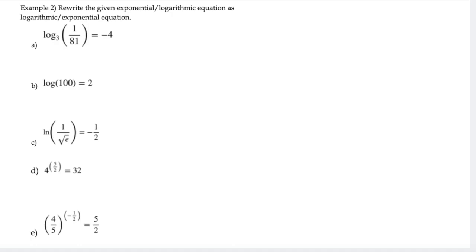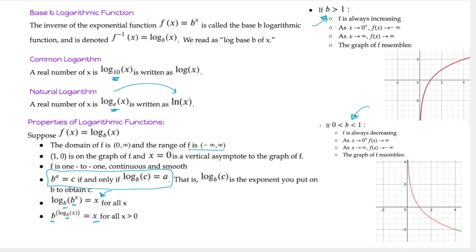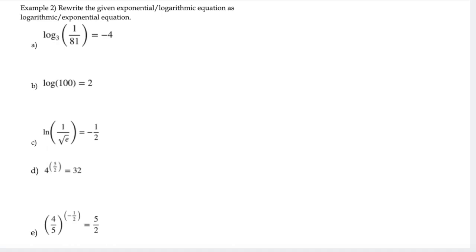Rewrite the exponential or logarithmic equation as its opposite. So if it's exponential, we're going to write it as a logarithm. If it's logarithmic, we're going to write it as an exponential one. So that's going to utilize, back on slide 4, the fourth bullet down there: b to the power of a is equal to c if and only if log base b of c is a. So going back and forth, converting between the two different styles.